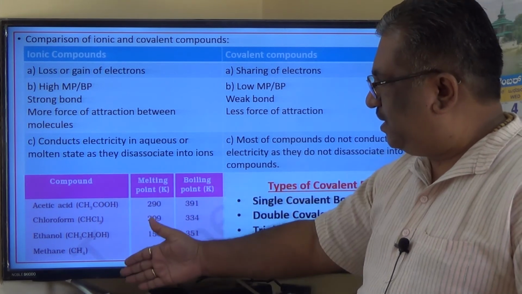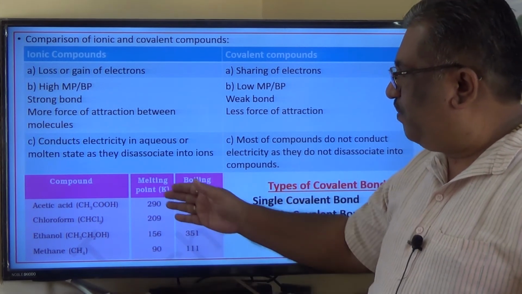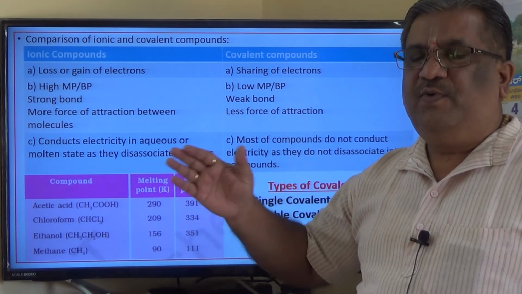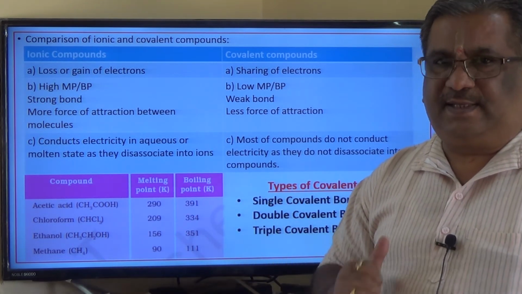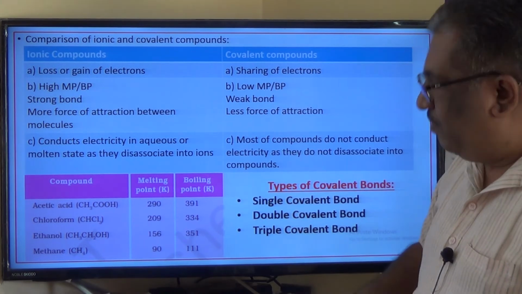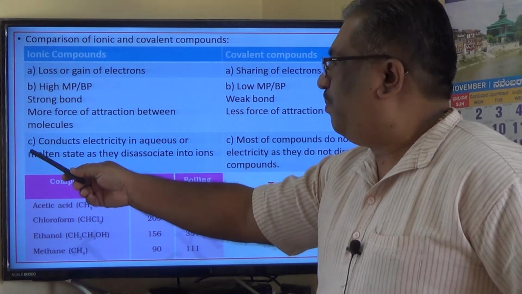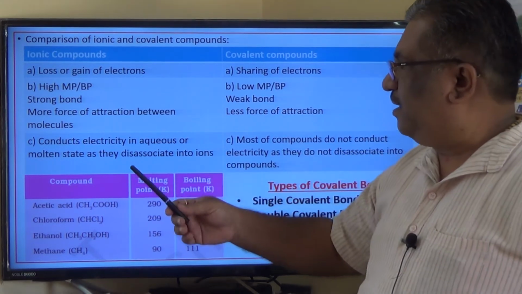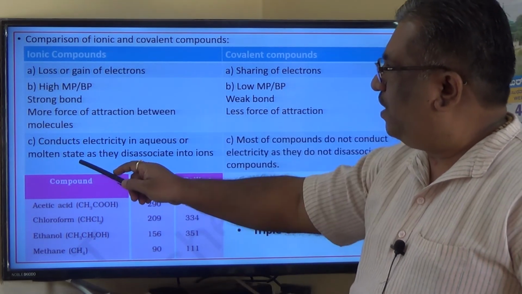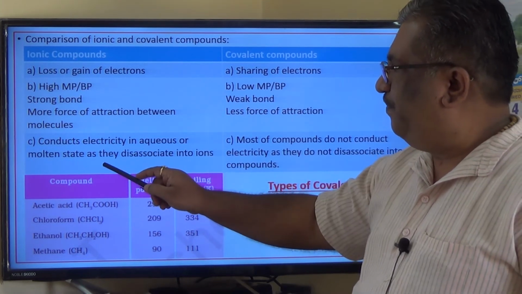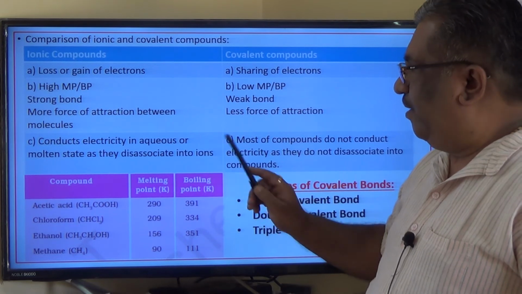So if you look at all this, generally the melting point and boiling point of covalent compounds is less. And what else? Next is point C, conduction of electricity. Ionic compounds conduct electricity in aqueous or molten state as they dissociate into ions.